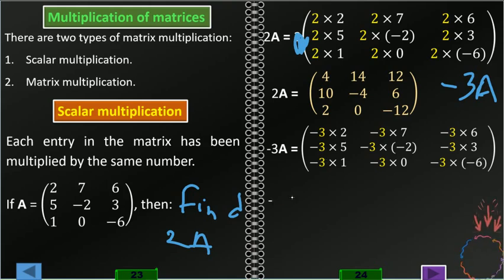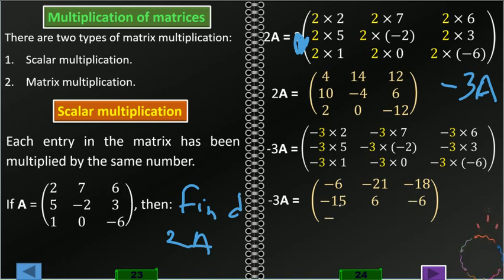Then after getting that, we're now going to multiply. Look at the first one. Minus 3 times 2 is what? Minus 6. Minus 3 times 7 is minus 21. Minus 3 times 6 will be minus 18. Minus 3 times 5 will be minus 15. Now, minus 3 times minus 2 will give you 6, and so on and so forth till you complete the multiplication. So the final answer will now give us those answers we mentioned before.